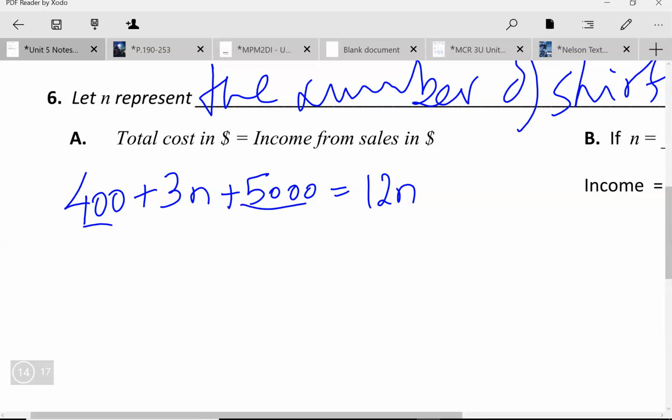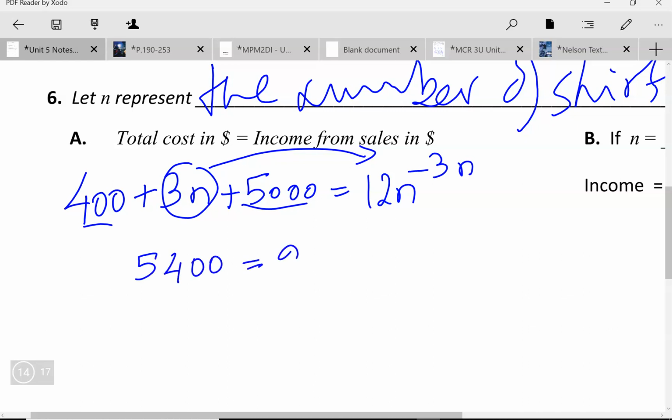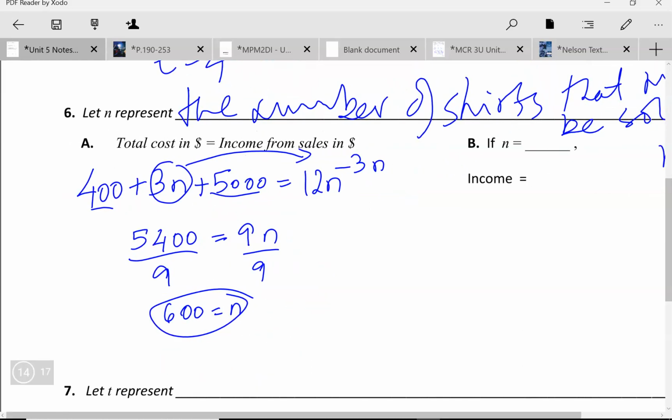Again, I already have two constant terms here. I'm going to combine them, and I'm just going to move this 3n to the other side and make it minus 3n. So I'm moving the entire term. It's a plus-minus flip. So 5,400 equals 9n. Divide both sides by 9. 600 equals n. So n equals 600 is my answer.